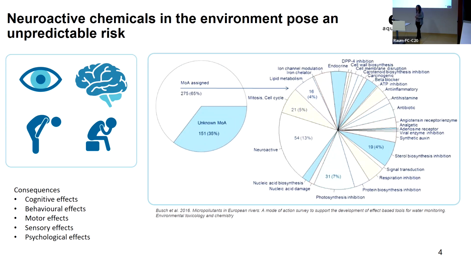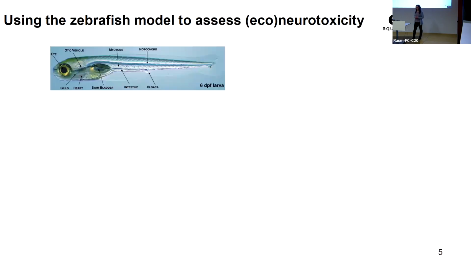And these neuroactive chemicals are also very abundant in our environment. In a recent monitoring study in European rivers, which grouped the chemicals according to their mode of action, the group of neuroactive chemicals was the largest group. So to better predict the hazard that these neuroactive chemicals pose on aquatic organisms, it is really crucial that we better understand mechanisms of neurotoxicity. And my team and I work towards the closing of this knowledge gap by investigating effects and molecular mechanisms of neuroactive chemicals in the zebrafish model.